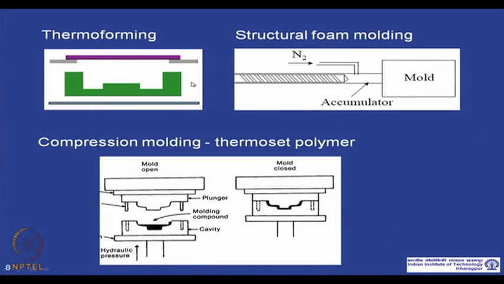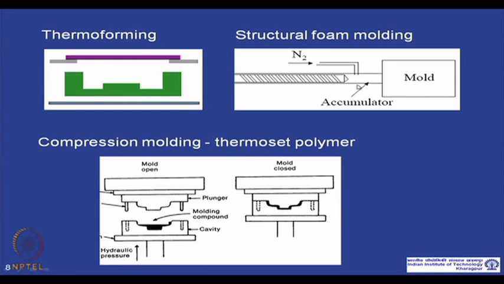The other technique, very briefly, is thermoforming, where a sheet is first extruded and then heated to a softening temperature, and then vacuum is applied so that the sheet is thermoformed in the shape of the mold.